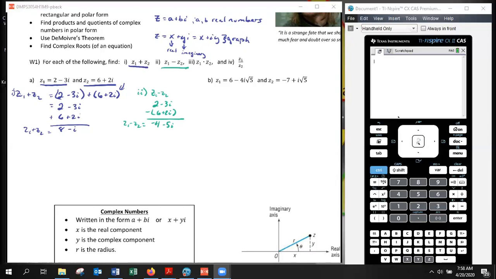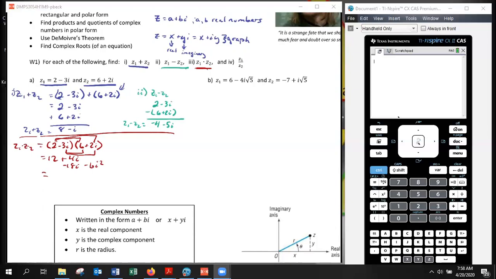On to the more complicated: multiplication. Z1 times z2, if we write it out, is 2 minus 3i times 6 plus 2i. What ends up happening here is we do our traditional FOILing. 2 times 6 is 12. 2 times 2i is 4i. Negative 3i times 6 is negative 18i. And then negative 3i times 2i is negative 6i squared.